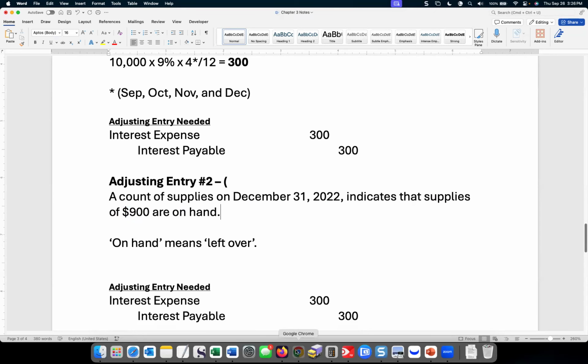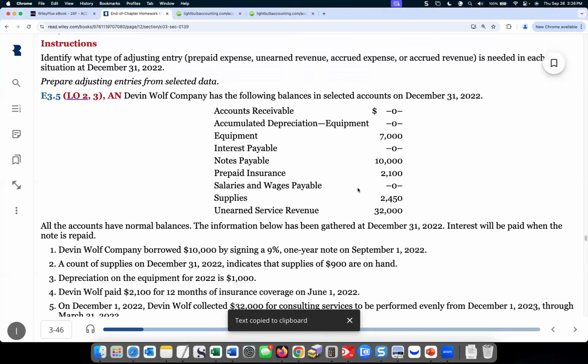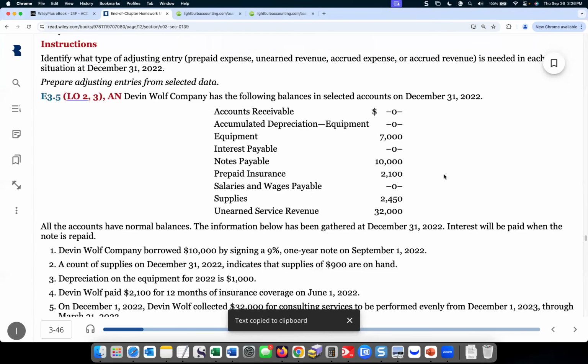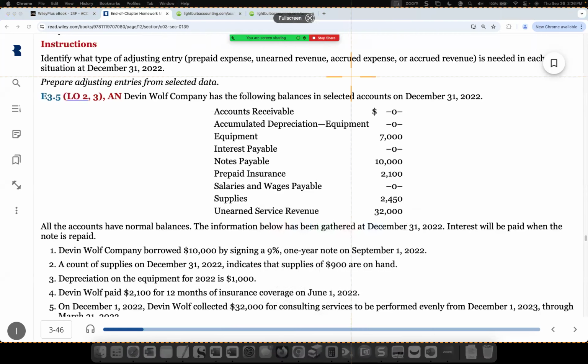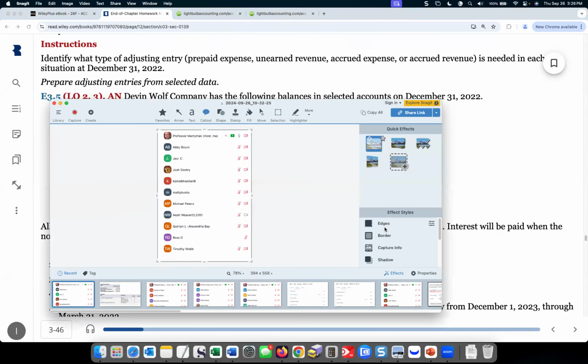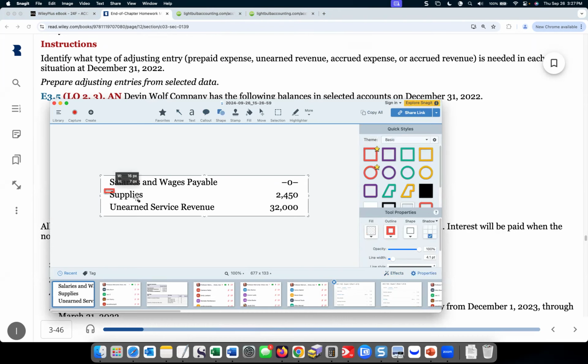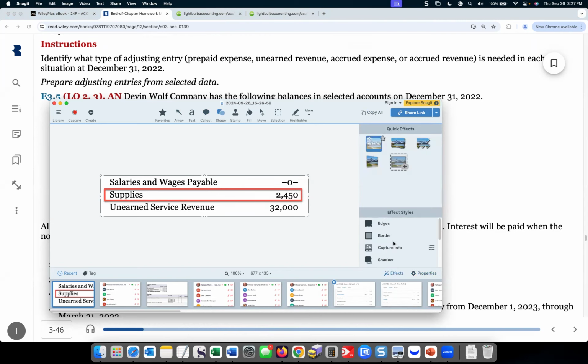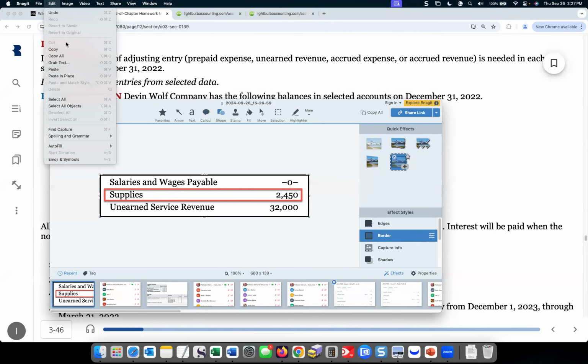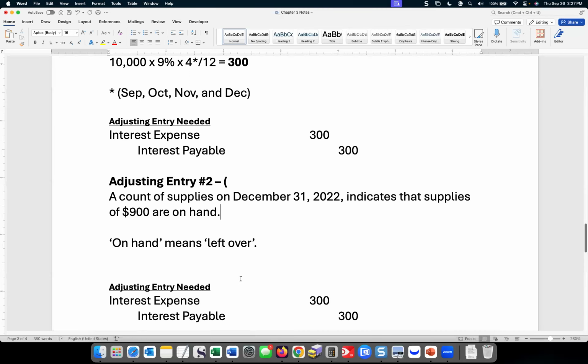Well, that's where we go back into the problem and we go all the way up here to the beginning information, and we're talking about supplies. So here we see supplies. What I'm going to do is screenshot just that little snippet and pull it into my Word file. But before I do that, I'm going to take a little shape and select that, and we'll throw a little border on it. And let me take all of that right into our Word file. All right.